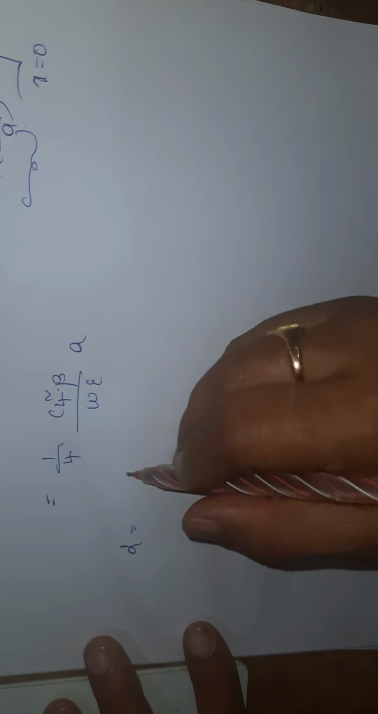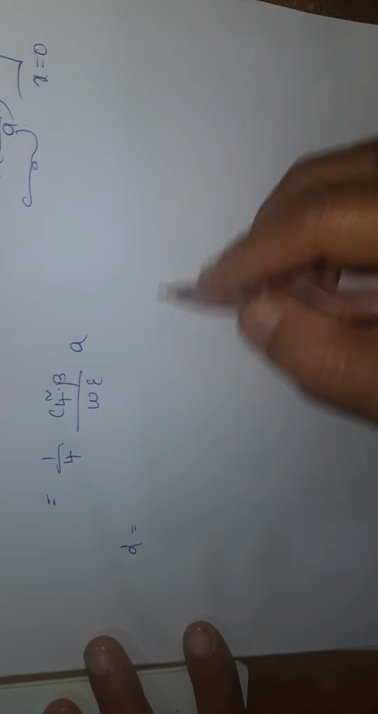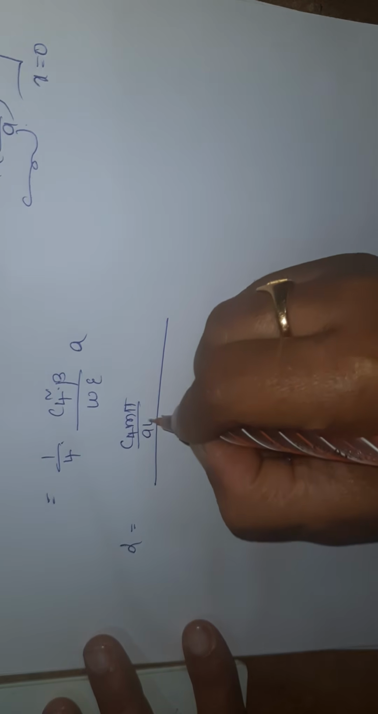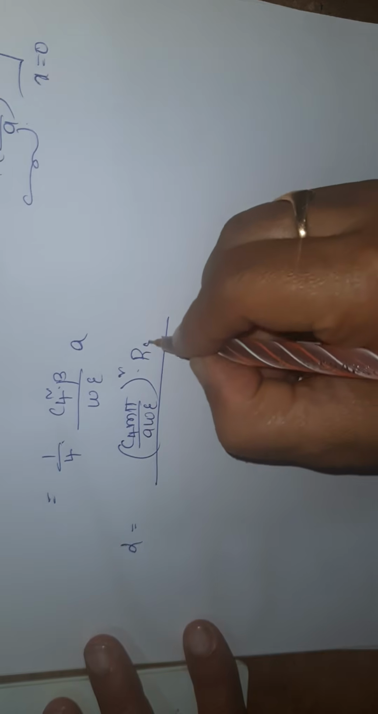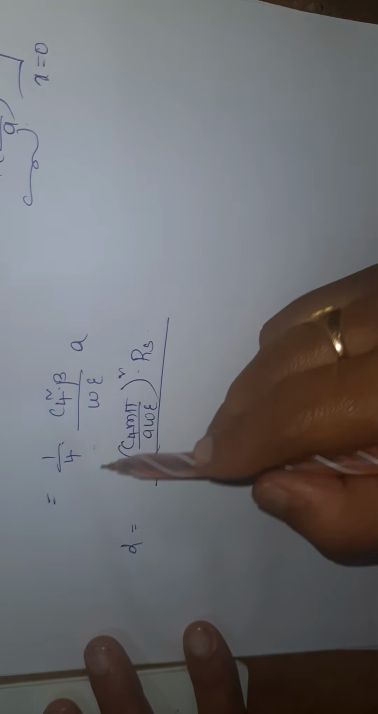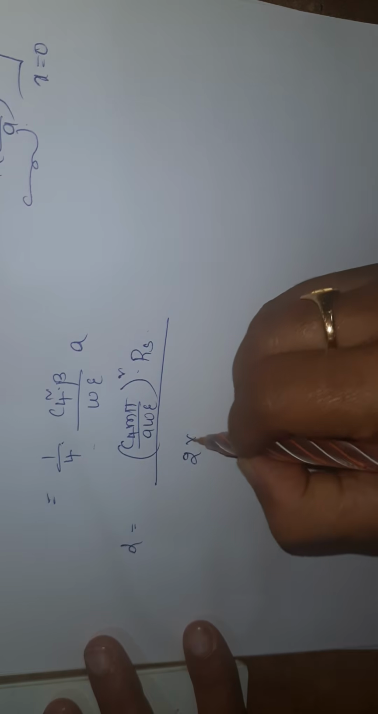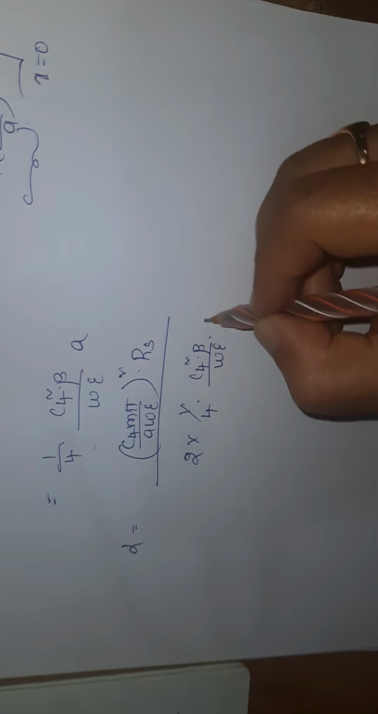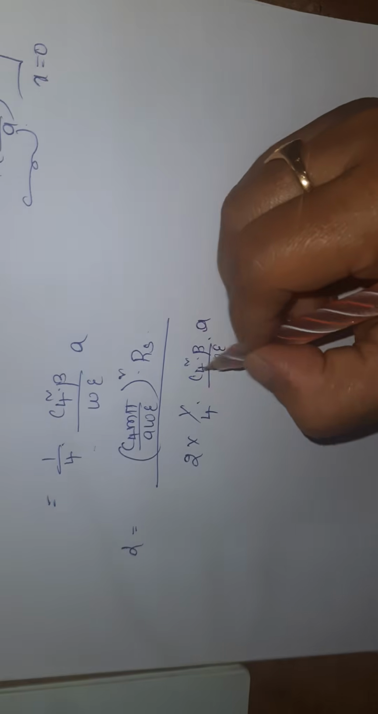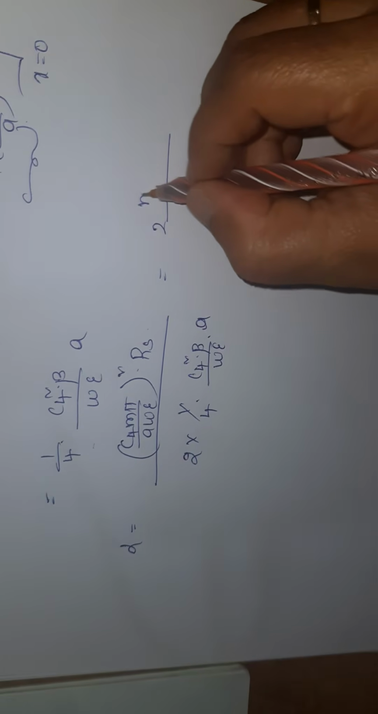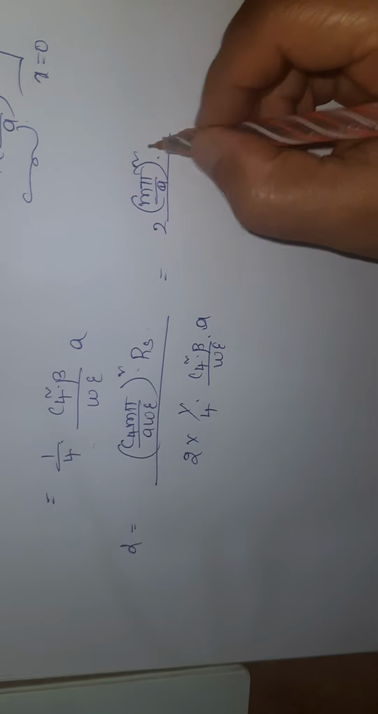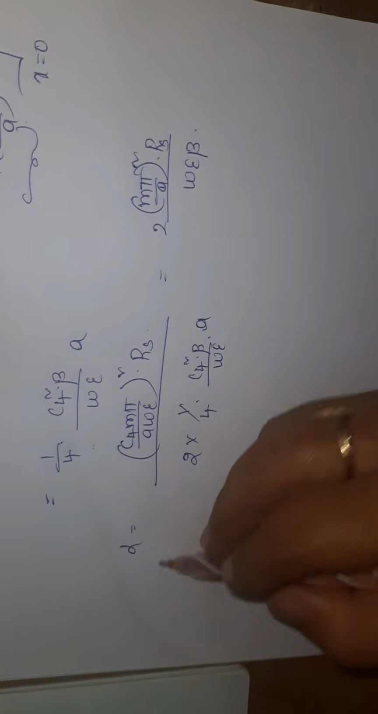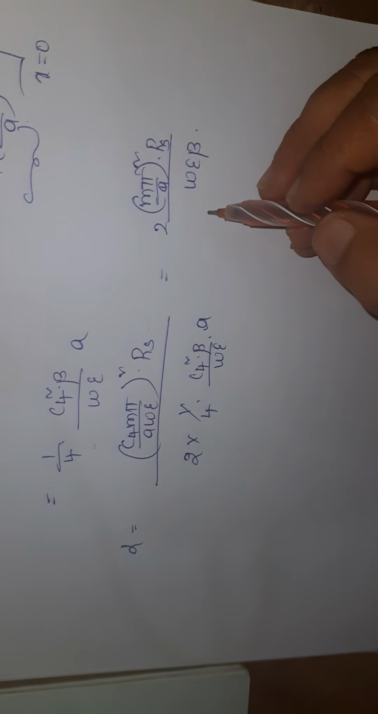Now alpha is equals to power lost per unit length. What I got power lost per unit length? C4 m pi by a omega epsilon whole square into rs divided by, this is the power transmitted per unit area, 2 into 1 by 4 into C4 square beta by omega epsilon into a. So if I simplify this equation, I will get 2 m pi by a whole square into rs divided by omega epsilon beta. This is the attenuation factor in a case of transverse magnetic waves.